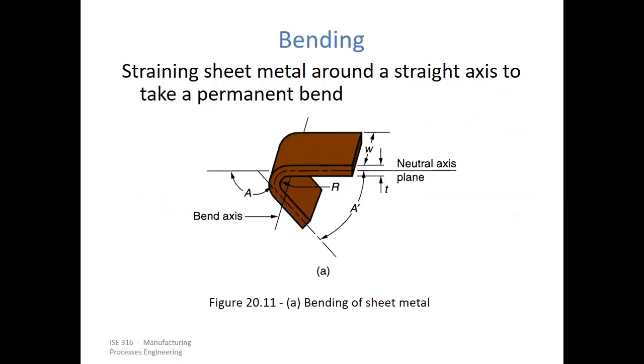This is your typical bending operation, and this is the terminology involved. So you have, as I said, straining sheet metal around a straight axis to take a permanent bend, right? That's what is happening, permanent deformation, plastic deformation. If you bend it like this, what you have is a neutral axis or plane. You might have studied this, right? You would have studied in Strength of Materials 1 and 2.